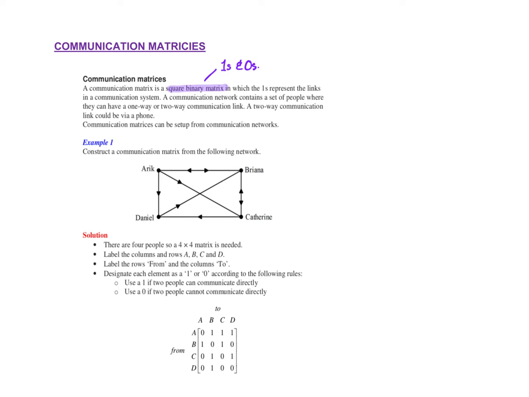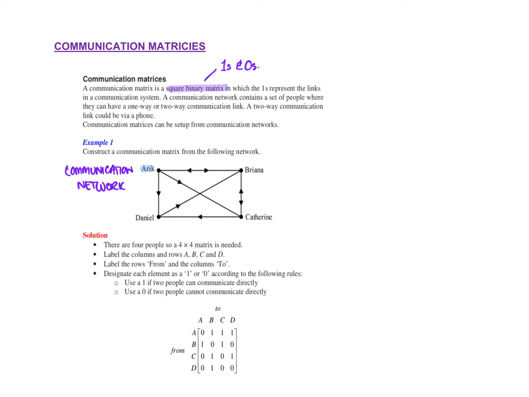So this diagram here is a communication network. Obviously you never have to define anything, but if they talk about a network in the question, they're talking about the dots and the lines. That's what they're talking about. So what we can do is set up a communication matrix that explains how these people communicate with each other.